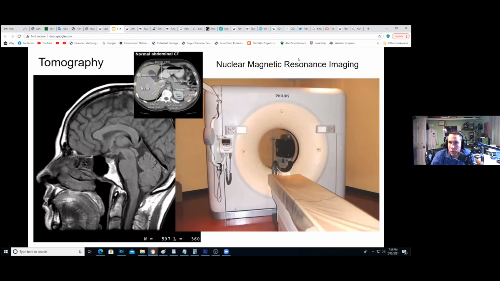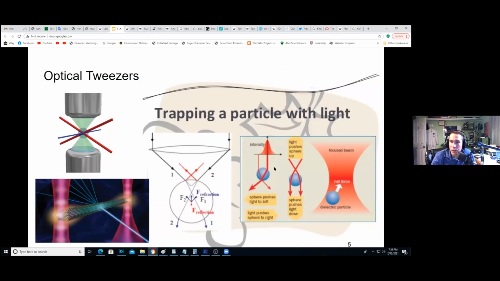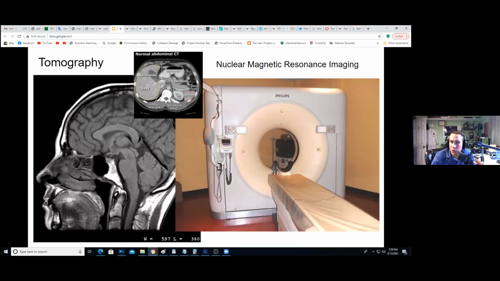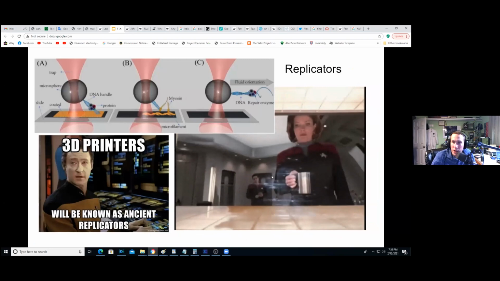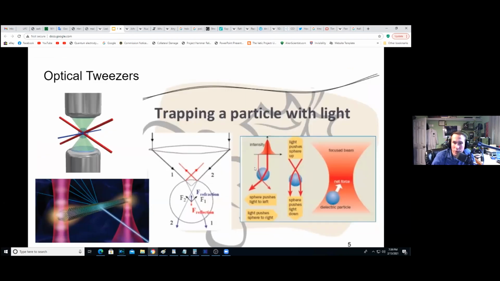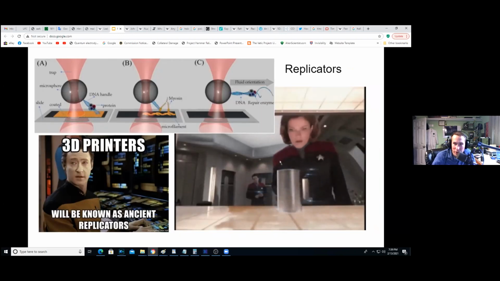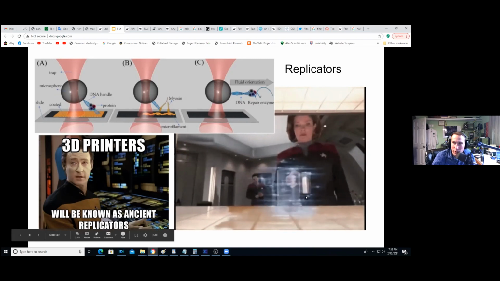I had a whole page on it, but there's a long list of the history of the machines and where the technology's gone over the years, and the methods and stuff. But what we're getting towards is optical tweezers and all this stuff. What we eventually want to get towards is that 3D printers will be known as ancient replicators, and we want to build this replicator from Star Wars.